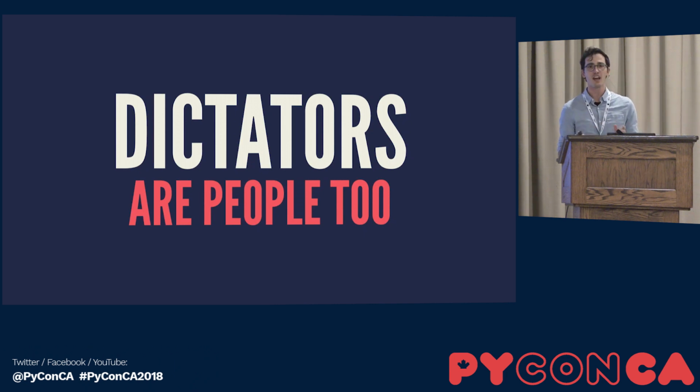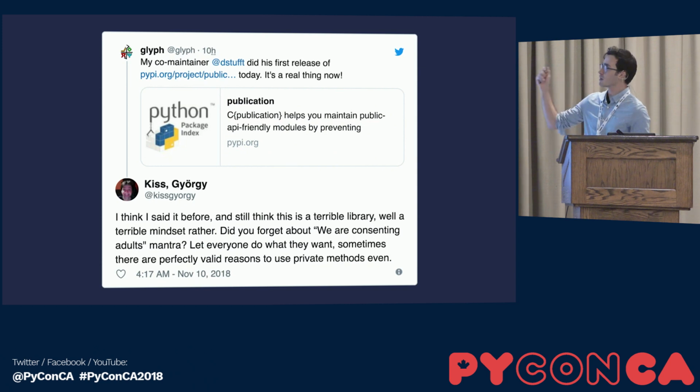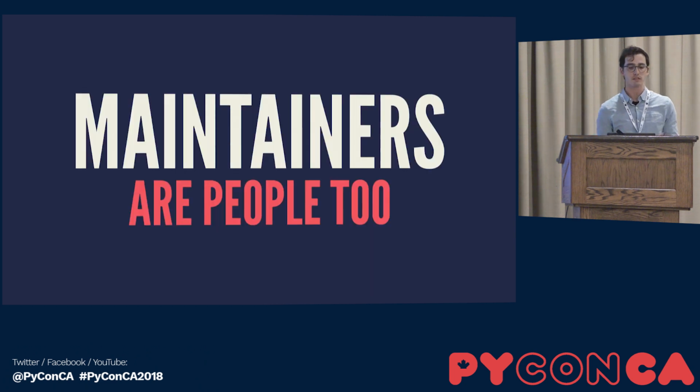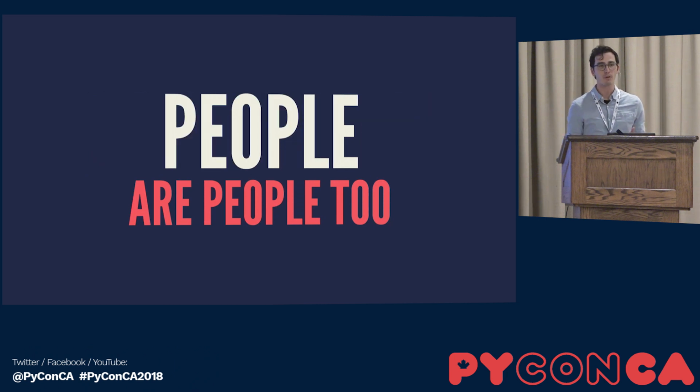And this is not limited to people as super famous as Guido as well. Literally, this morning in my hotel room, I was checking Twitter, and I saw this. This person, Glyph, you might be familiar with him, he announced a new project called Publication. And the response to it, literally the first tweet in response to it is, I think I said this before, but I think this is a terrible library, a terrible mindset. Did you forget on and on and on? It's not just limited to the dictators, it's limited to just the regular open source maintainers as well. Maintainers are people too.